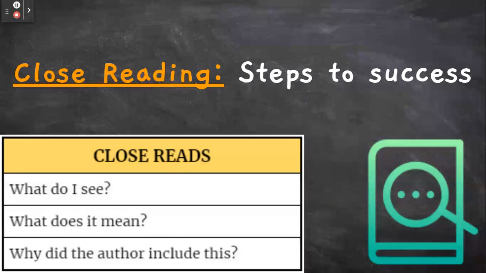So to recap, when you're close reading, looking at a single image or a single page, just a moment, you ask yourself, what do I see? Look closely. What does it mean? Why did the author include it?